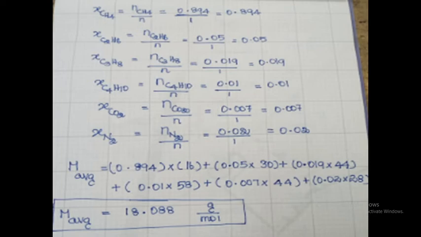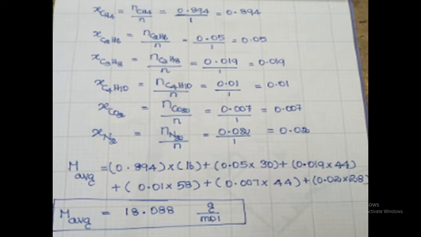So the last component, nitrogen. Nitrogen mole fraction value X nitrogen is equal to N nitrogen divided by N. Individual moles of nitrogen is equal to 0.02 divided by 1. That is equal to 0.02. Are you clear? Okay. So now we are ready to calculate average molecular weight.